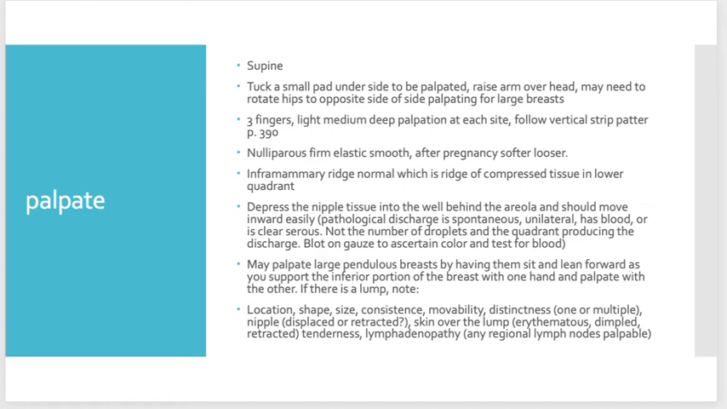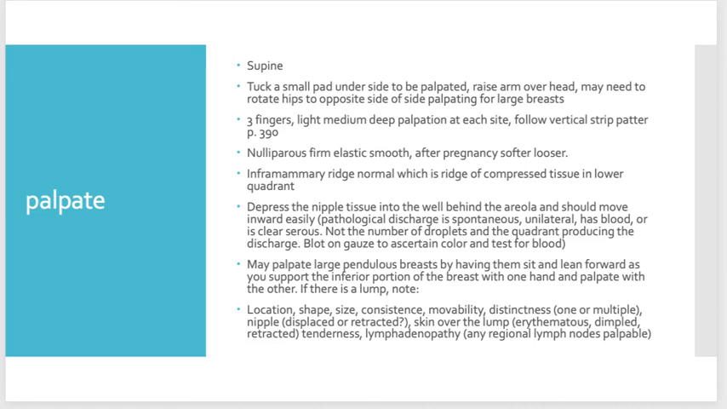A woman who has not had any children is called, of course, nulliparous, and their breast tissue should be firm, elastic, and smooth. But after pregnancy, the tissue will be softer and looser. An inframammary ridge is normal, which is a ridge of compressed tissue that will be found in the lower quadrant of the breast, especially on women with larger breast tissue.